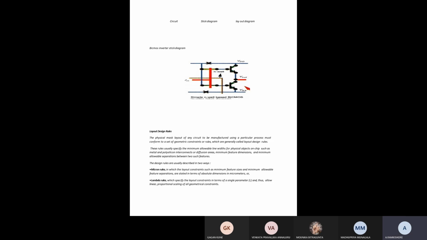One is the micron rules and another one is lambda rules. So here in layout design rules, the physical mask layout of any circuit to be manufactured using a particular process must conform to a set of geometric constraints or rules, which are generally called layout design rules.